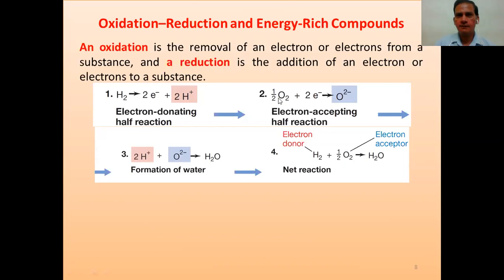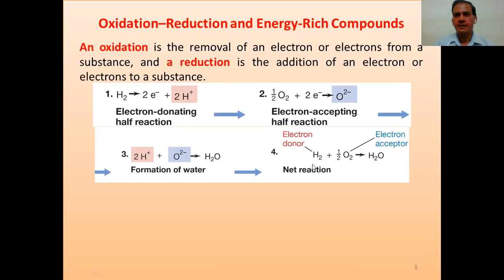And now this half O2 has an electron accepting capability. So this accepts the 2 electrons and it becomes O2 negative. Now this O2 negative joins those 2 protons and ultimately leads to the formation of water. So overall, what we can say is that this hydrogen acts as an electron donor, and this oxygen is an electron acceptor, which leads to the formation of water.